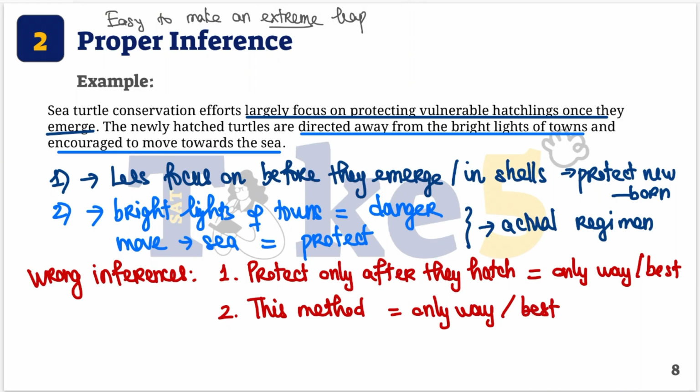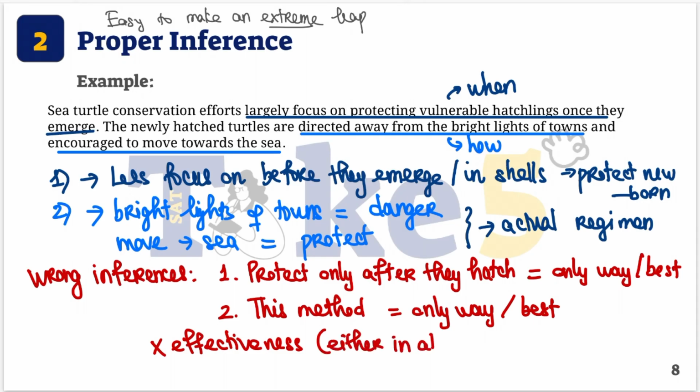So, the passage only tells us when and how these methods are used. It tells us nothing about their effectiveness, either in absolute terms, like this is the best way, or in comparison to other approaches, like saying that this is better than other ways. So avoid making such extreme inferences when you do not have the supporting evidence.